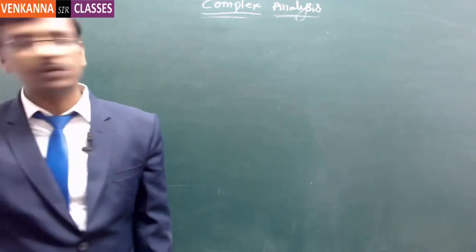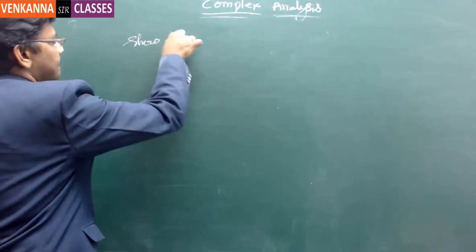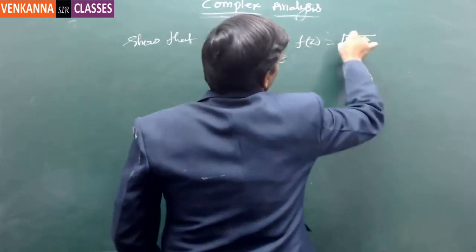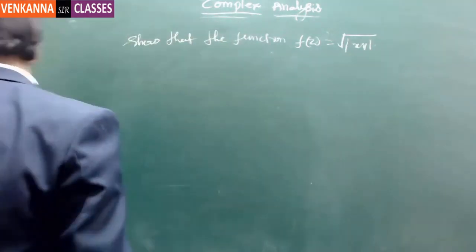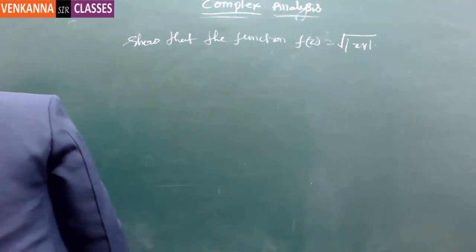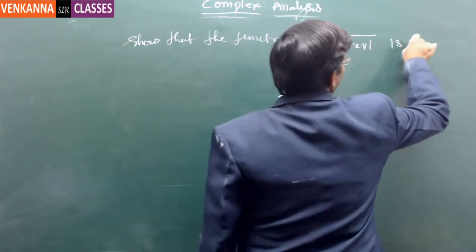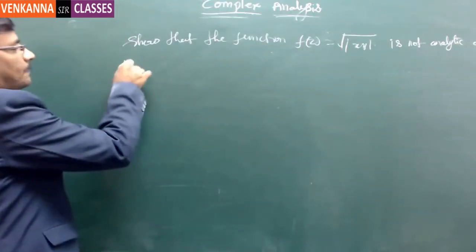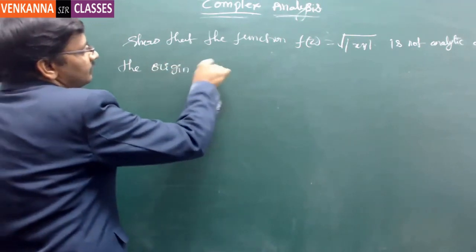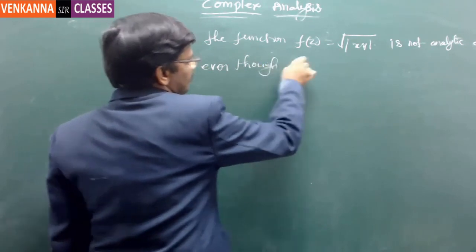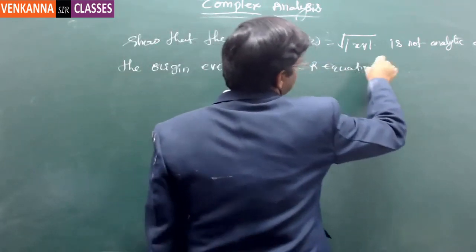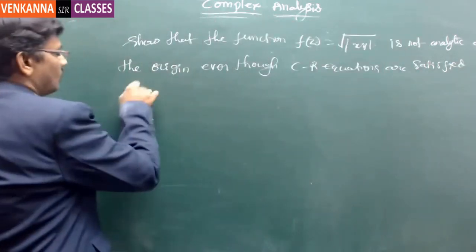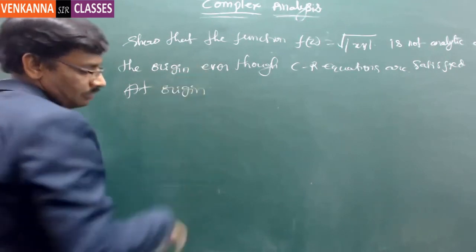Show that the function f of z is equal to the square root of mod of xy is not analytic at the origin, even though CR equations are satisfied at the origin. Can you solve this?